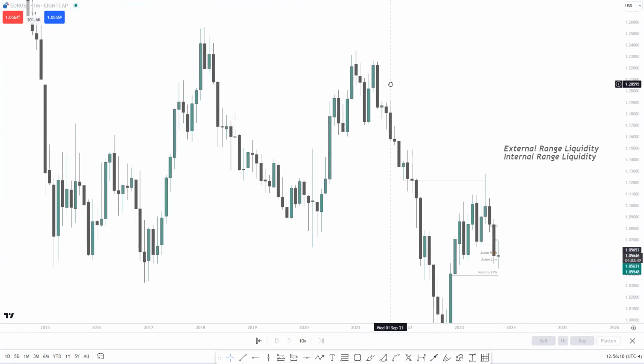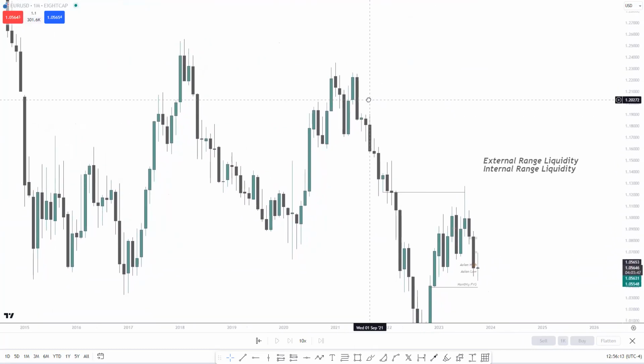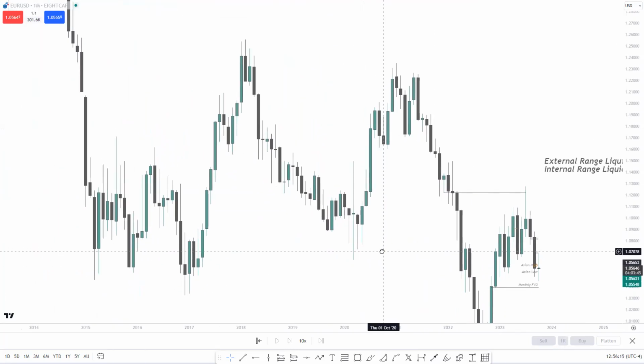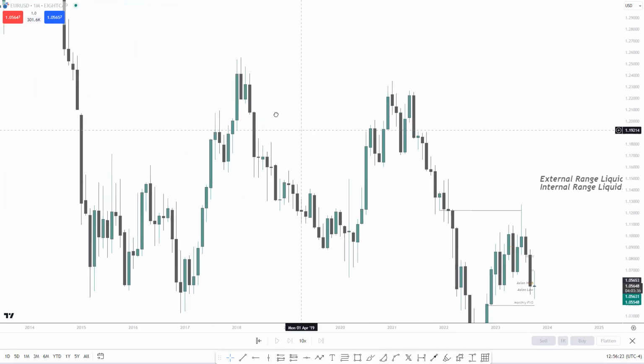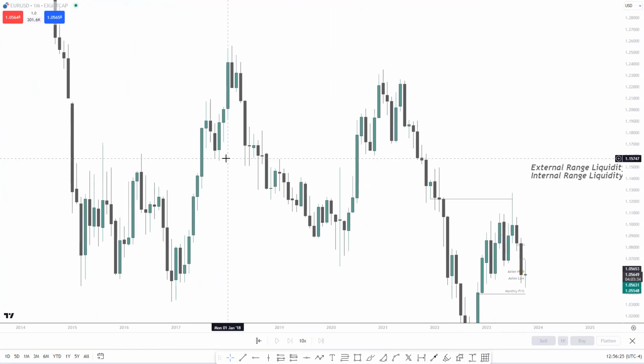So this is now the monthly chart. Let me find an example. So here, external is taken out, gets into internal, then goes back into the external, right? So you can see how this cycle repeats. So now right here, external range is taken out, internal range, gets into it, goes lower.